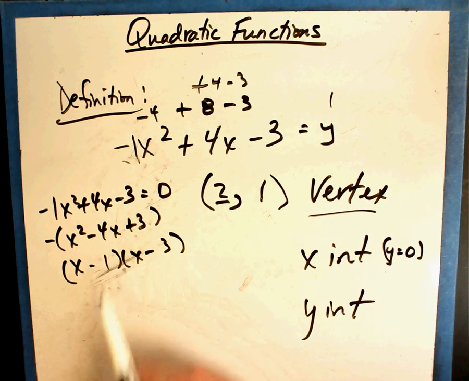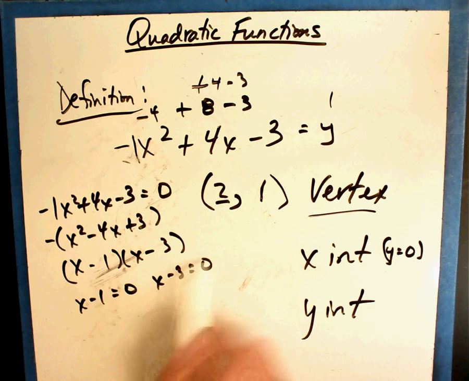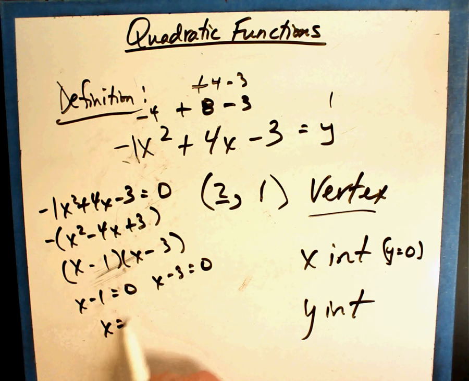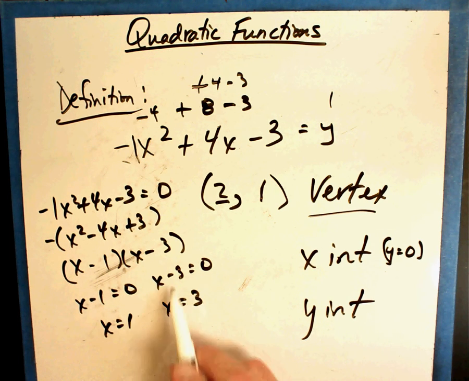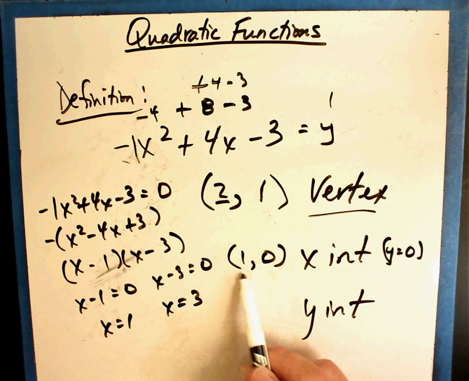A 3 and a 1 gives me 4. That gives me my value. So x minus 1 equals 0. X minus 3 equals 0. So move the 1 over. X equals 1. X equals, move the 3 over, 3. So I have 1, 0, and 3, 0.